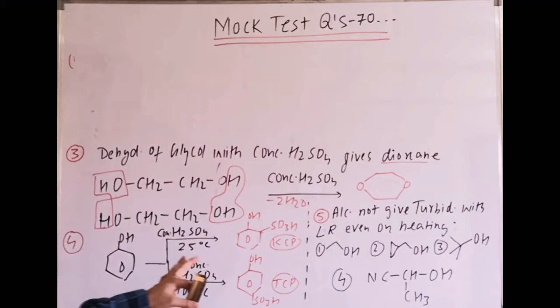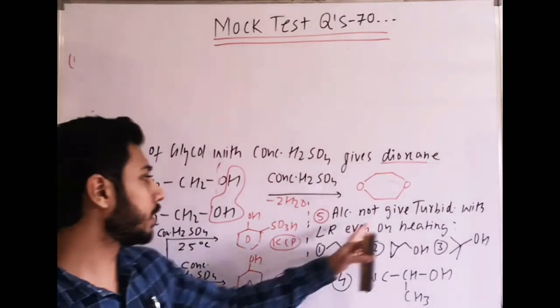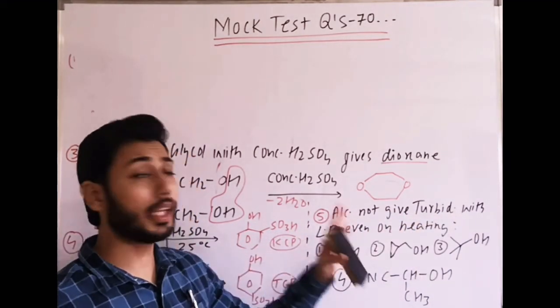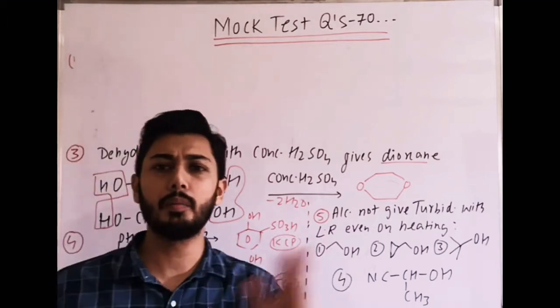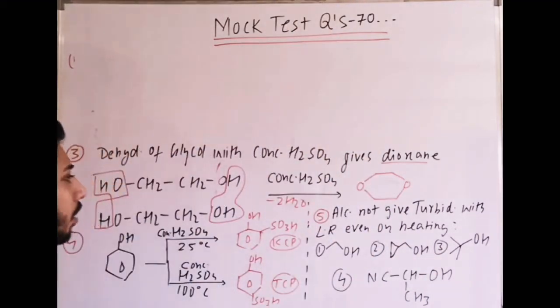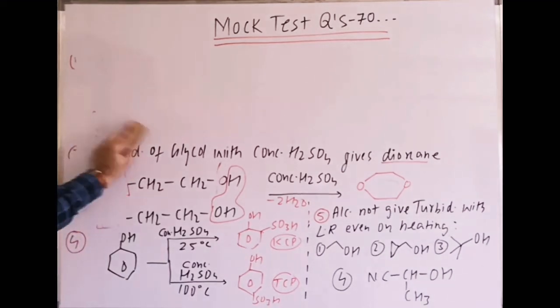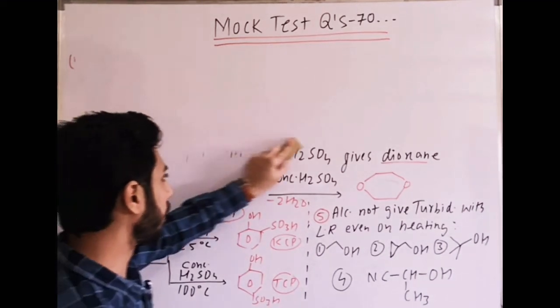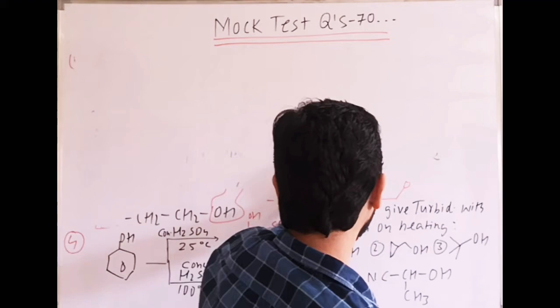Next question: which alcohol does not give turbidity with Lucas reagent even on heating? So you have to always find the best one among these options. The alcohol that does not give turbidity even on heating after treating with Lucas reagent. So the first option is primary alcohol. Okay, we can keep it as it is.